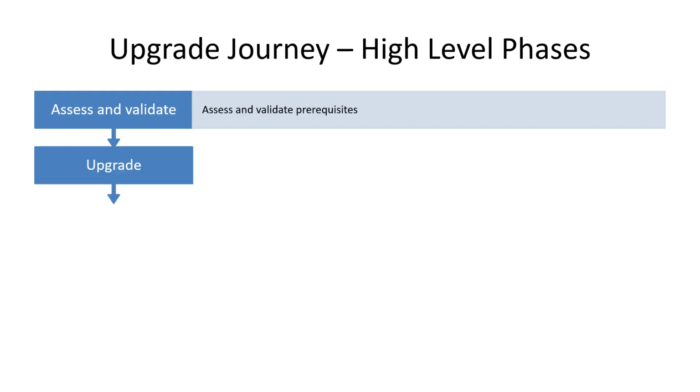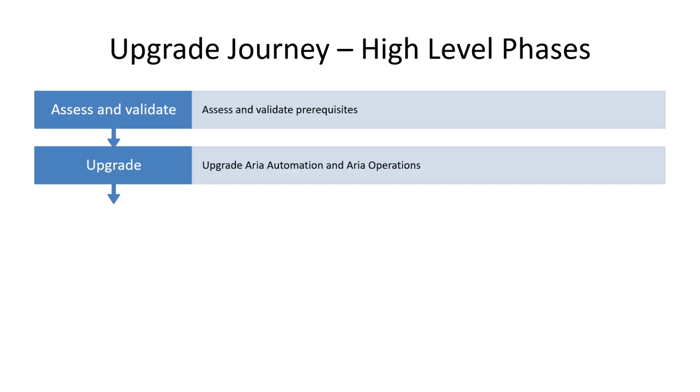Now let's move to phase 2, that is, upgrade Aria Automation and Aria Operations. The second phase is upgrading Aria Automation and Aria Operations. These steps come before the core VCF upgrade. Why? Because VCF 9.0 has strict dependencies on the Aria stack, and certain versions must already be in place before we touch the core components.